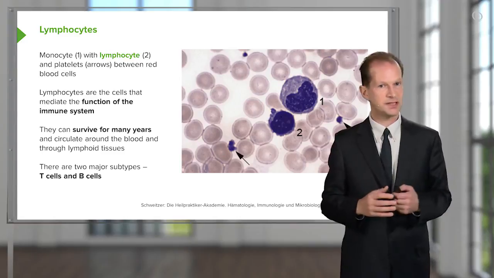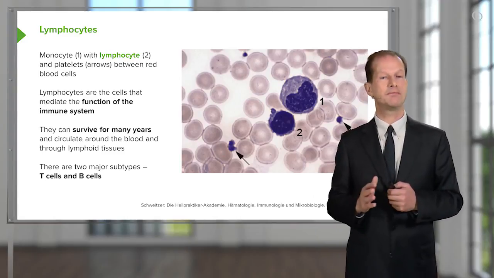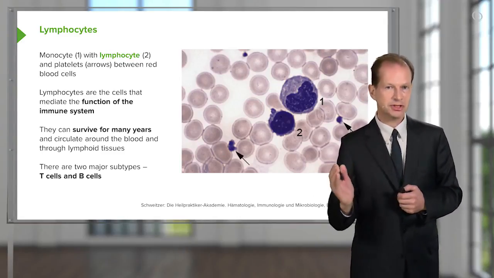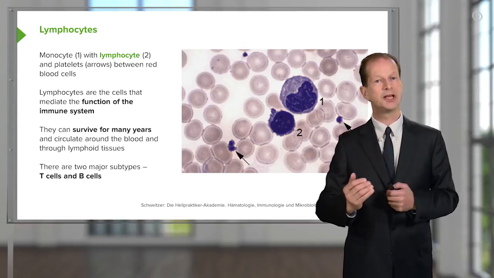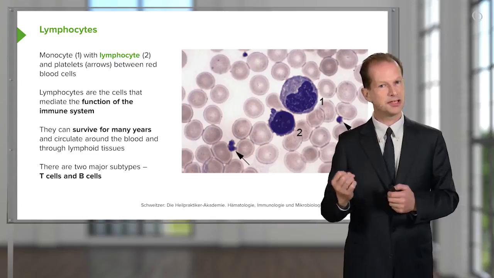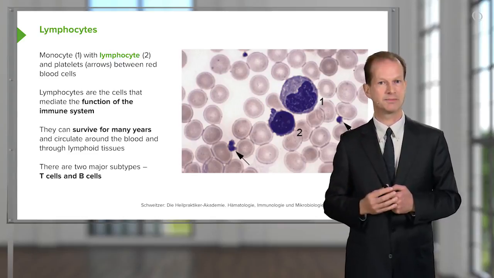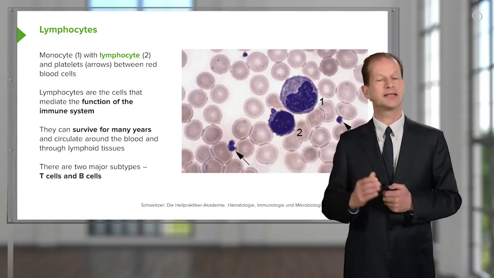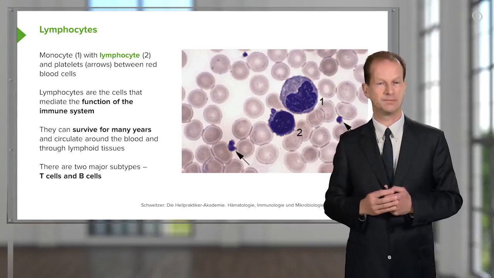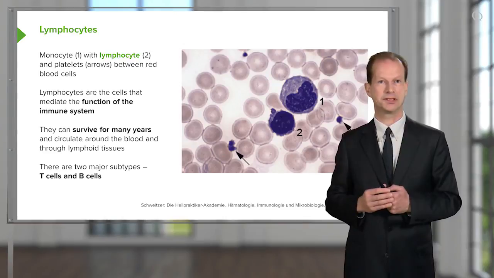They're very sophisticated cells, and they can live for many years, and they constantly circulate between the blood and through lymphoid tissues, searching for pathogens and to initiate immune responses. There are two major types of lymphocyte, the T cell and the B cell, and they have slightly different functions.